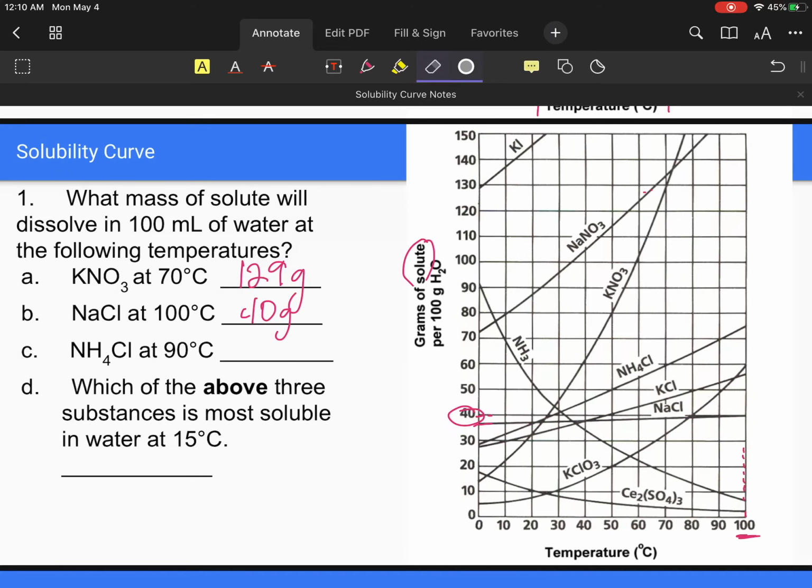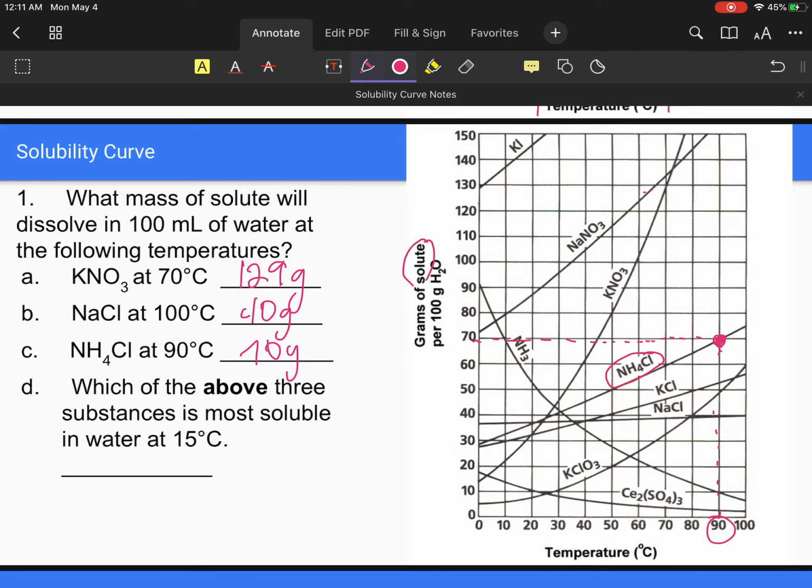Okay, let's look at the next one. Erase all that again. So ammonium chloride, right here. Okay, 90 degrees. I'm going to follow my line up. It meets right here. Follow my line over. 70 grams. So I'm just looking at an individual line. I'm just kind of seeing where that line meets. That's all I'm doing.